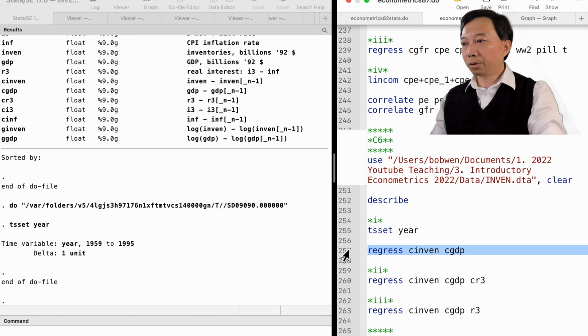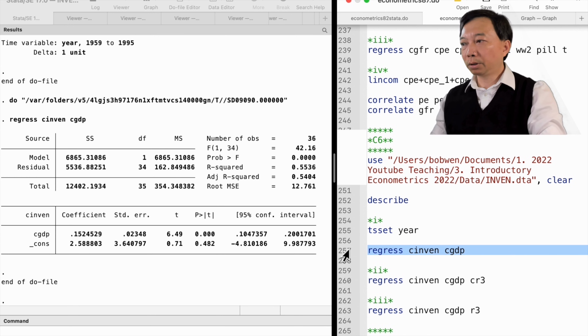We regress the change in inventory on the change in GDP. The estimate of beta 1 is 0.15, meaning that inventory is estimated to increase by $0.15 billion as GDP increases by $1 billion. The coefficient is statistically significant at the 1% level.